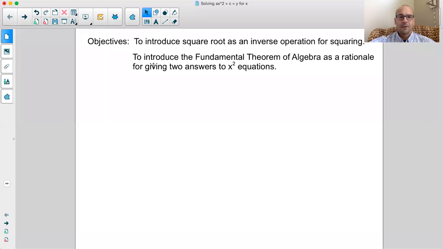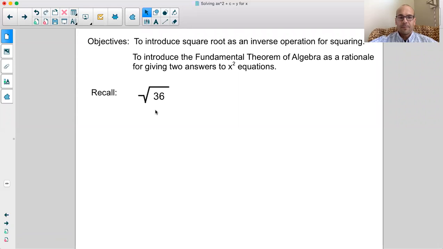Hi everyone. In this video, we're going to get a chance to start solving equations that involve some of the structures you've been seeing recently. So the objectives for the video then: first, to introduce square root as an inverse operation for squaring. And second, to introduce the fundamental theorem of algebra as a rationale for giving two answers to x squared equations. As that name suggests, the fundamental theorem of algebra is really at the core of what happens after Algebra 1. It's a pretty big deal.